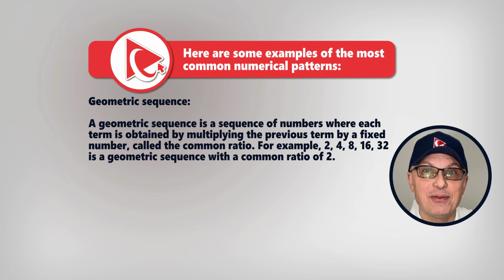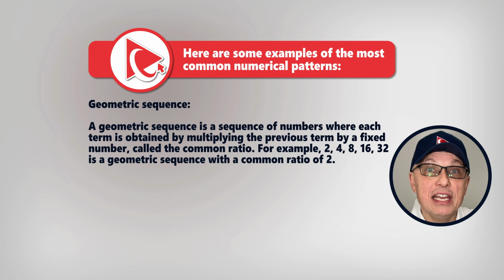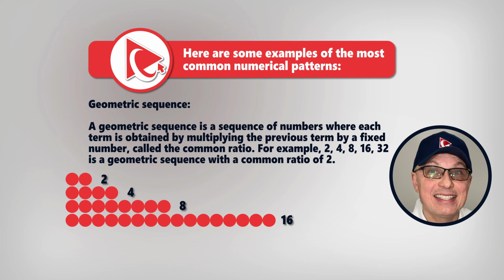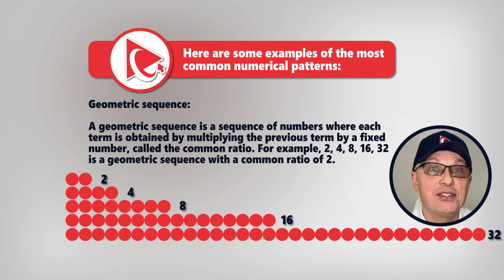A geometric sequence is a sequence of numbers where each term is obtained by multiplying the previous term by a fixed number called a common ratio. Let's look at the example. Numbers 2, 4, 8, 16, and 32 represent a geometric sequence with a common ratio of 2.